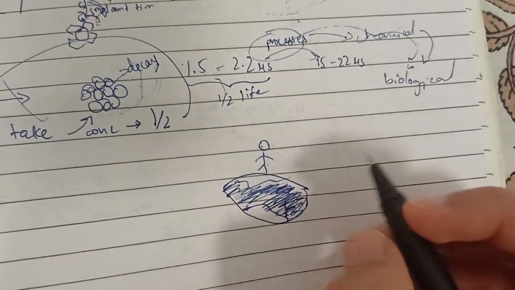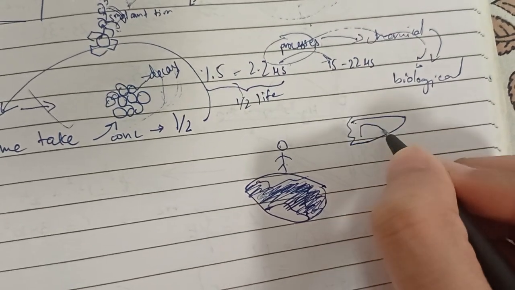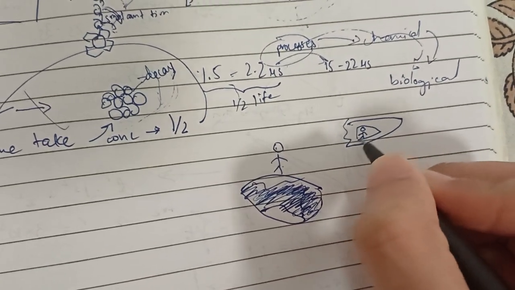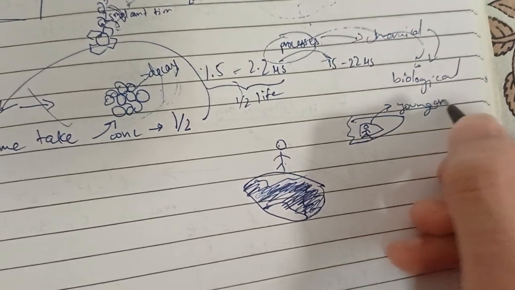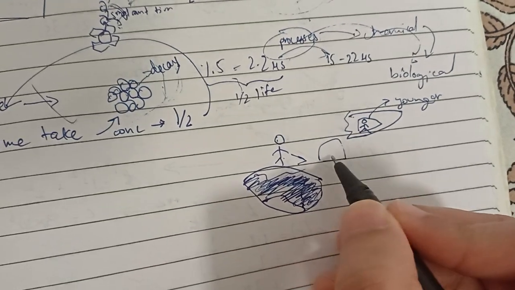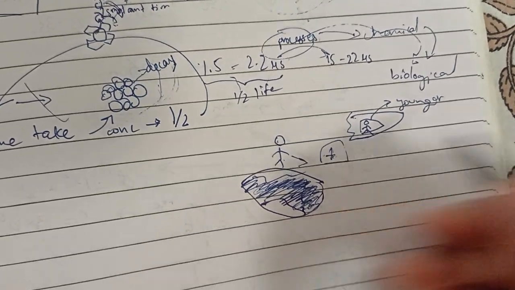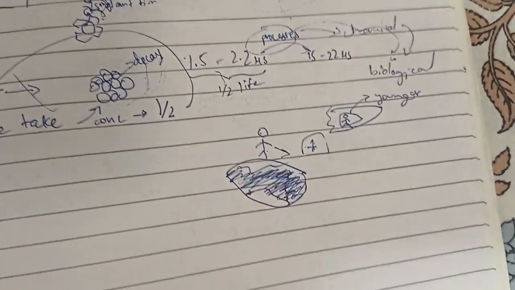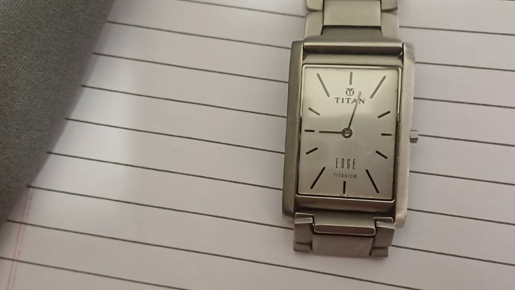Anyway, if there is a twin in a spaceship, that twin in the spaceship is going to age slower, so he's going to be younger. Whereas this guy is going to be dead, rip. Who cares? It's time dilation. Coolest watch of all time.